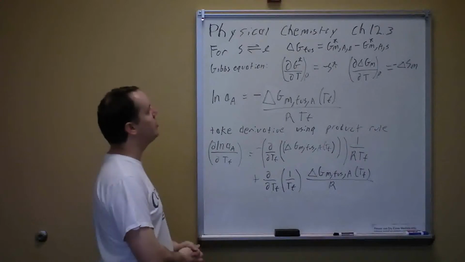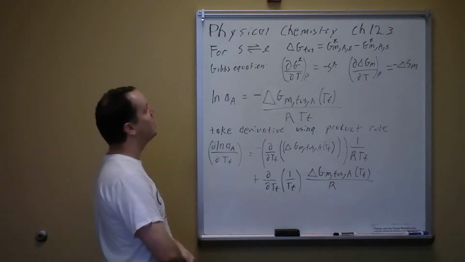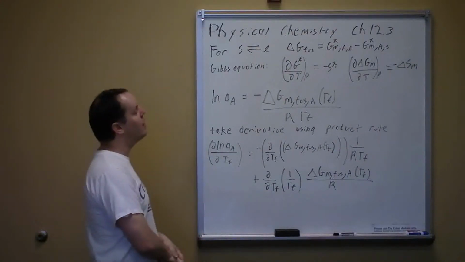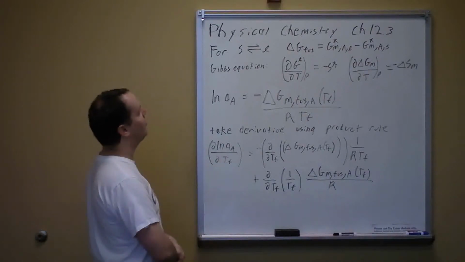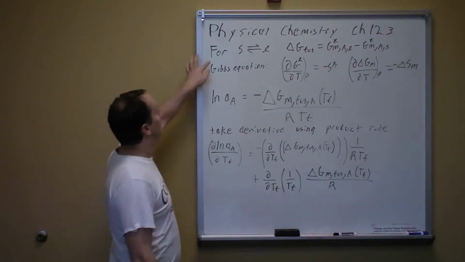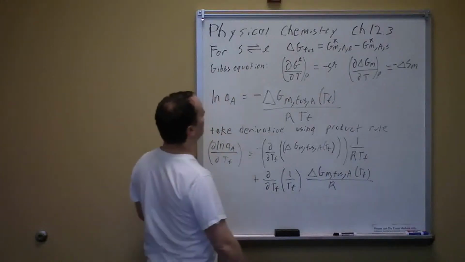Continuing on physical chemistry, chapter 12, section 3. So we're still talking about a pure solid freezing out of a solution, and A is our solvent that's freezing out. So it's solid-liquid equilibrium here.